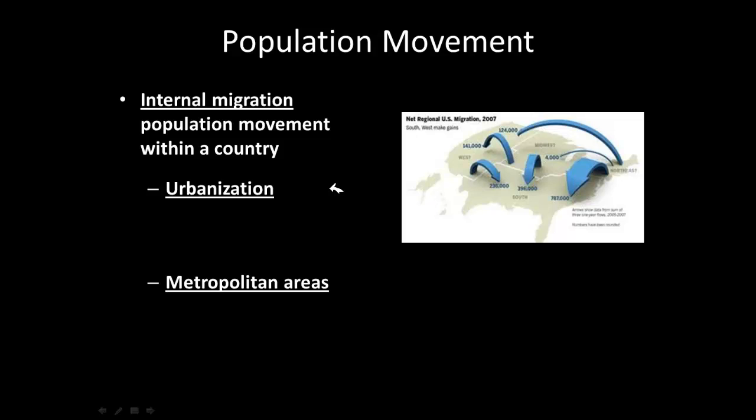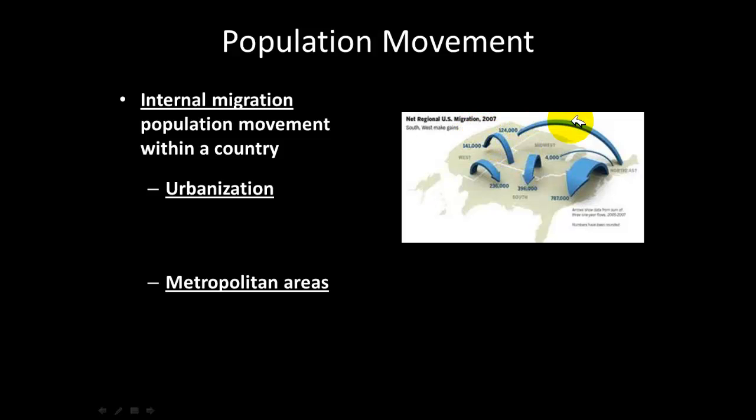A couple of concepts that work with population movement is urbanization. Urbanization is the movement of people from the rural areas to the cities. But before we get to urbanization, let's go to internal migration. Internal migration is the movement of population within a country. This graphic is an example of internal migration. It shows people moving within the United States.